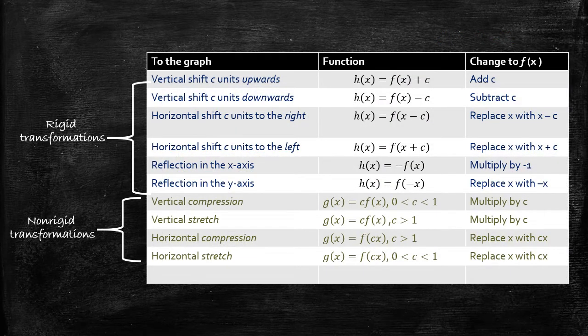Okay, so the first 6 are what are called rigid transformations. So the graph changes, but it keeps the exact same shape. Okay, and I always say, let's start with vertical. Vertical changes are just what you think. So if you add c at the end of your function, the graph is going to move up. If you subtract c, the graph shifts down.